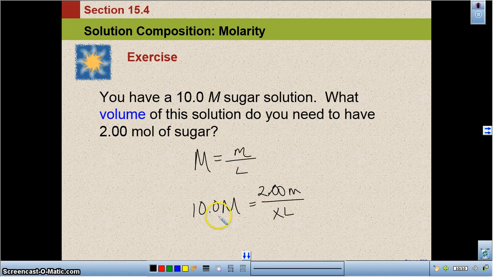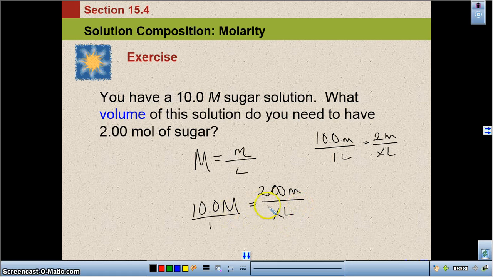Just like with the density formula, there's some confusion. Remember that if there's nothing here, that's over 1. Another way to look at this is that's like saying 10 moles over 1 liter equals 2 moles over X liters, and cross multiply like this and solve for X.